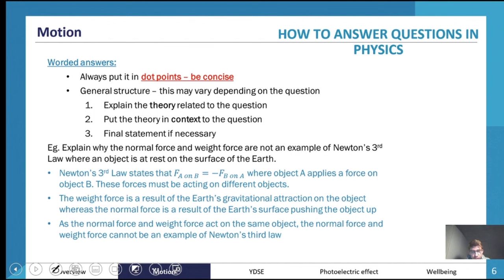One way to possibly answer this is to make a statement saying Newton's third law states that the force A on B is equal to the force that B applies on A. Where object A applies the force on object B, these forces must be acting on different objects. The weight force is the result of the Earth's gravitational attraction on the object, whereas the normal force is the result of the Earth's surface pushing the object up. As the normal force and weight force act on the same object, the normal force and weight force cannot be an example of Newton's third law.